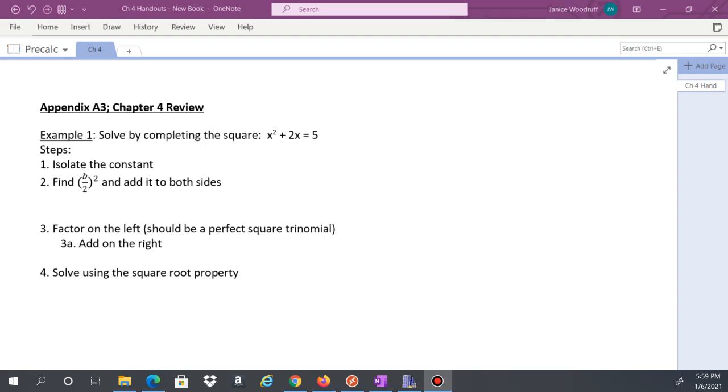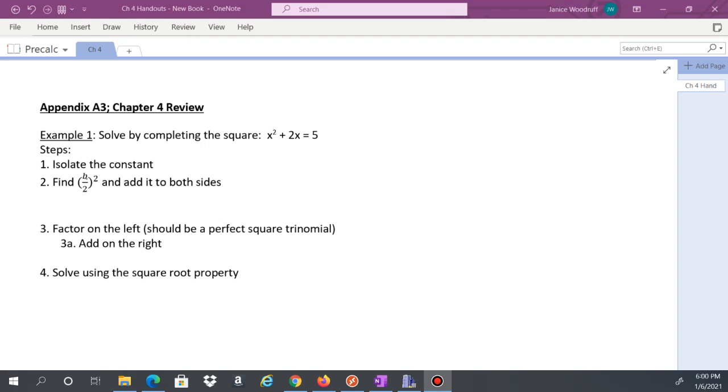This section here is a review for you guys. So we're going to start with completing the square, which was one of the topics we covered in college algebra. We have this problem here, x squared plus 2x equals 5. The first thing we want to do is isolate the constant. Our constant is 5, so that is already isolated, so we can skip that step.